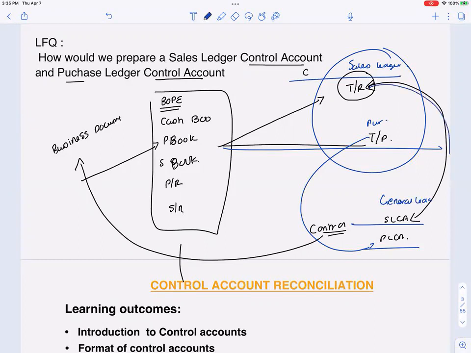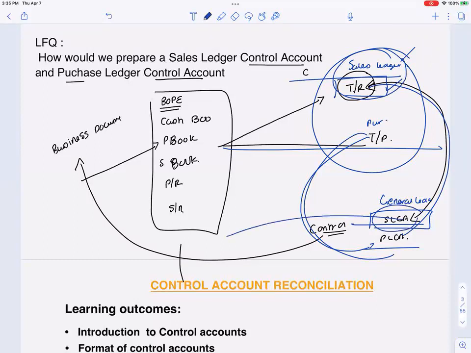That means they resemble each other, but they are prepared by different people. Why are they prepared by different people? So that we can check that there are no errors. If the balance as per the sales ledger of your customer account, I'm repeating, does not match the balance as per the control accounts, that means that there are some mistakes and errors that you have done.